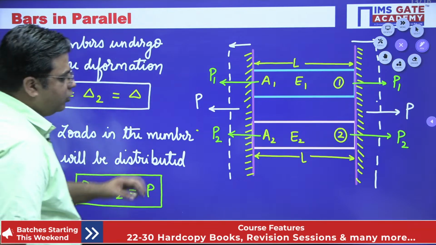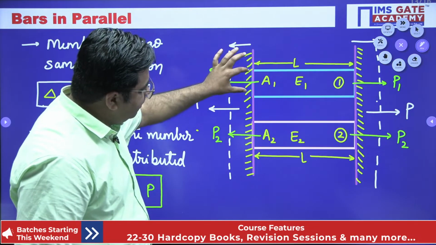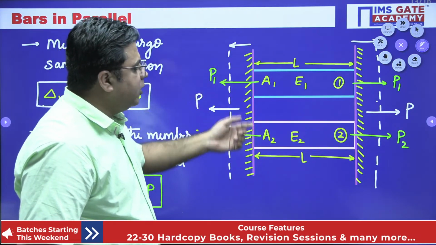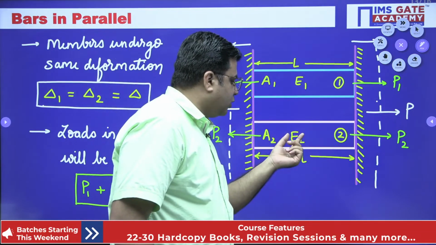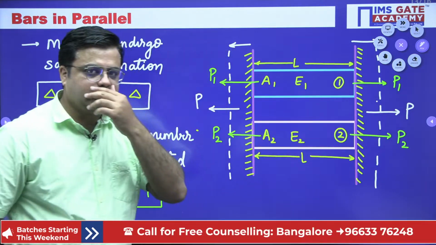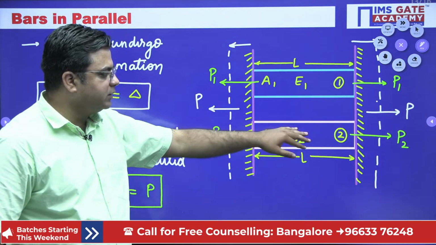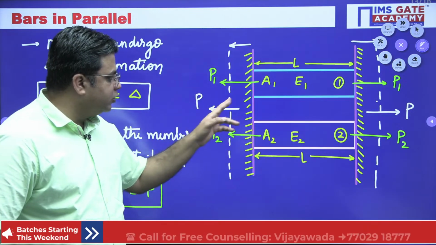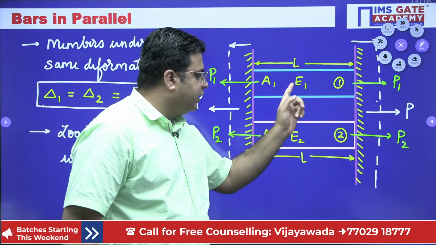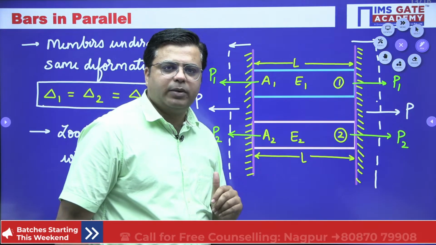This entire load P will be distributed into P1 and P2 depending on the Young's modulus and the area of cross section of the members. Because the length of the members is the same, this distribution depends on the area of cross section and the Young's modulus of the two different materials.